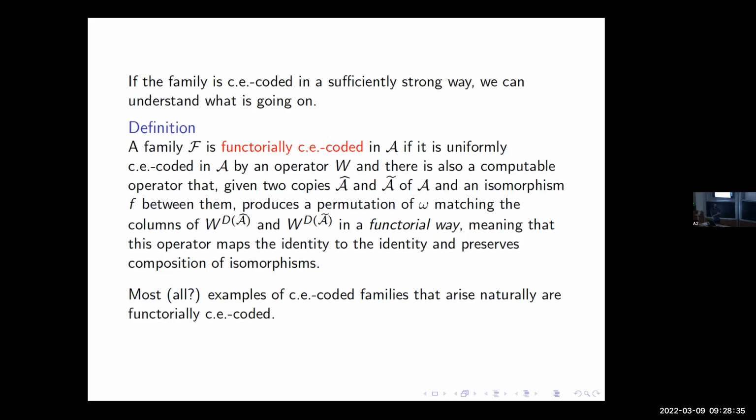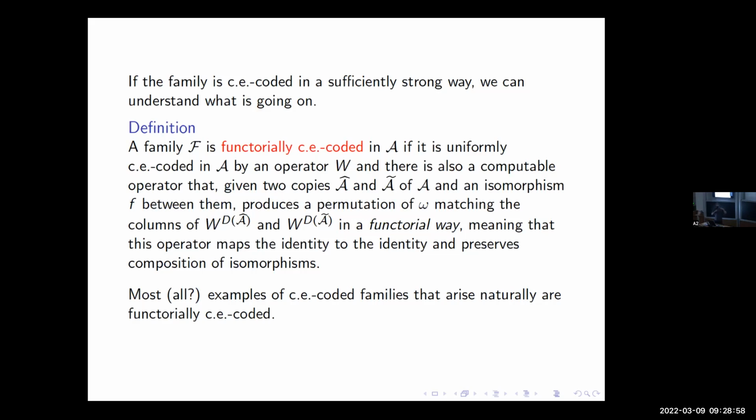Now, that's not how things happen in everyday mathematics. When we build things in our natural course of mathematics, we don't build things that are that complicated. We build things that are nicer in a sense, that are CE coded in a kind of stronger way. And we're going to call this the functorially CE coded. So what does this mean?